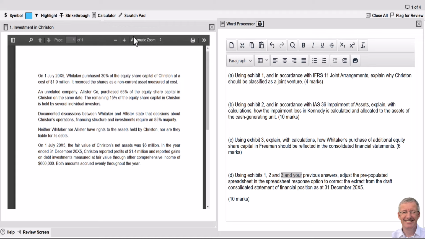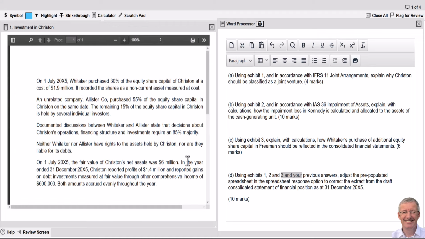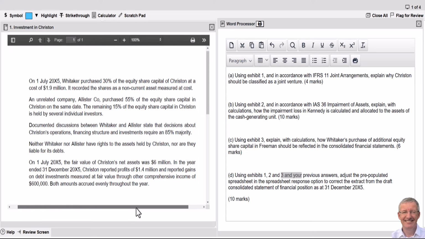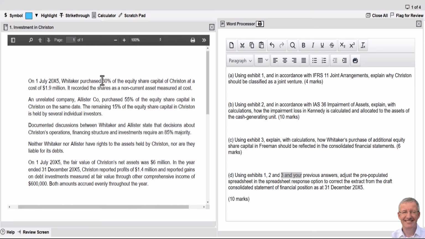So we've got this information, which tells us that we have bought 30% of the shares. When do we buy the shares? Halfway through the year. Our year end is 31st December. And we bought them for 1.9 million. Now, this has been recorded as a non-current asset. So nothing has been done to that investment, which we know is a joint venture and should be accounted for as a joint venture.